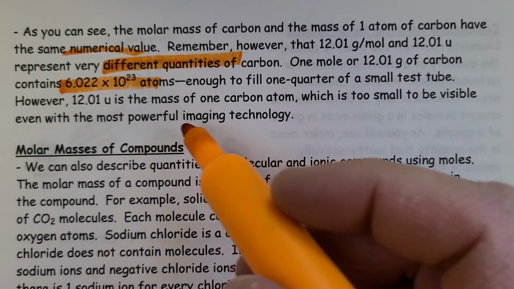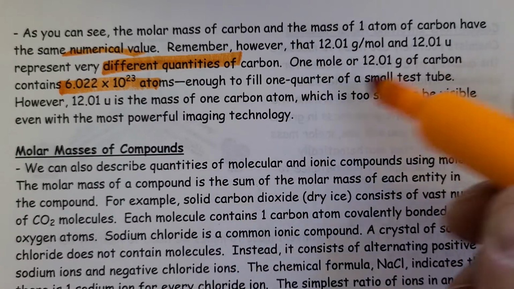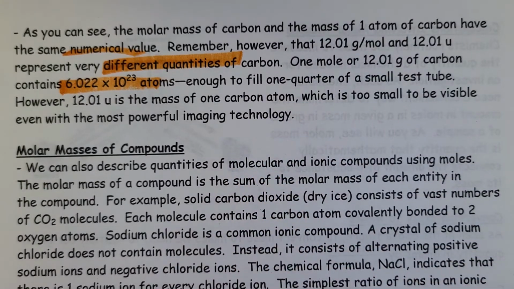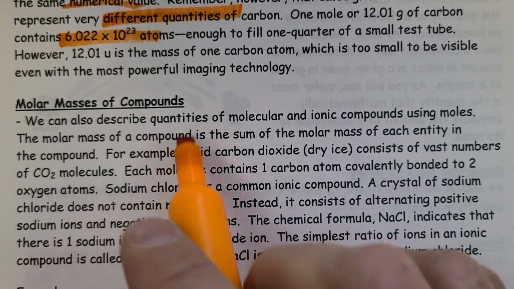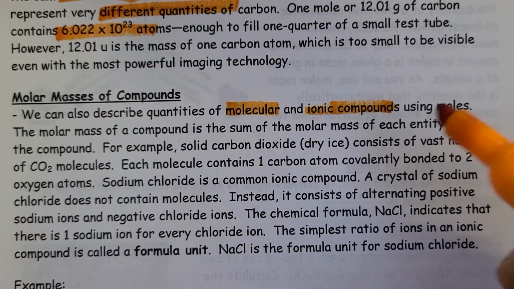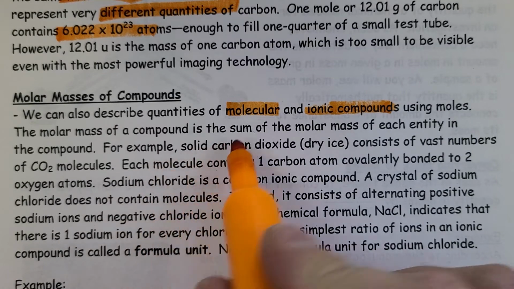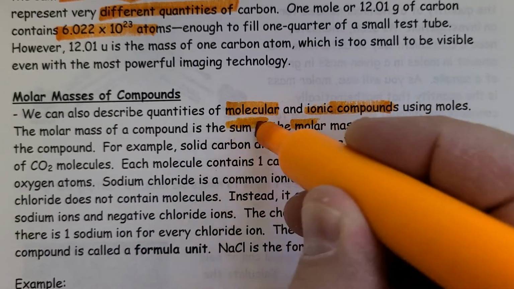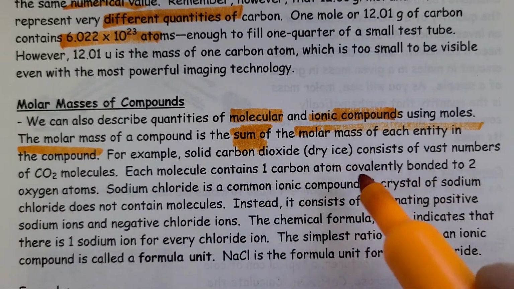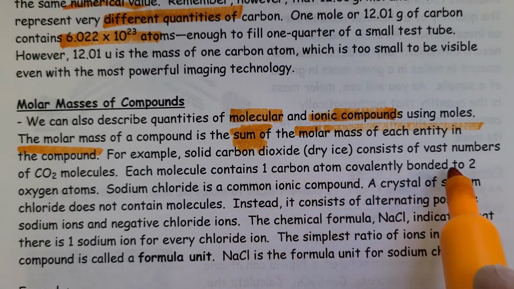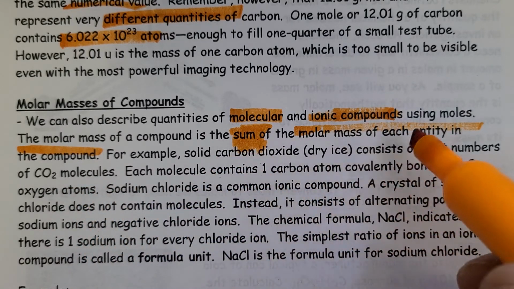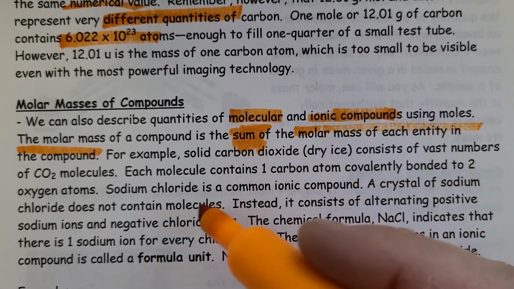However, 12.01 units is the mass of a carbon atom, which is too small to be visible even with the most powerful technology. If we look at molar masses of compounds, we can also describe quantities of molecular and ionic compounds using moles. The molar mass of a compound is the sum of the molar masses of each entity in that compound. For example, solid carbon dioxide consists of vast numbers of CO2 molecules. Each molecule contains 1 carbon atom bonded to 2 oxygens.